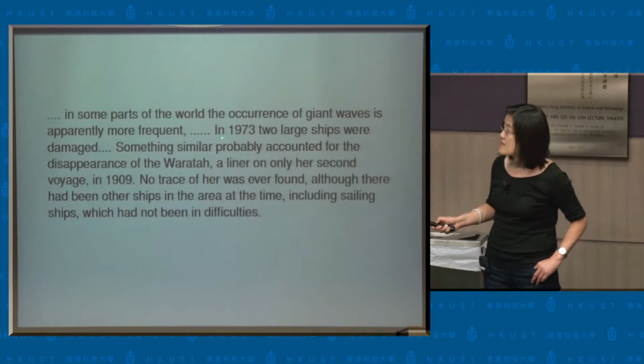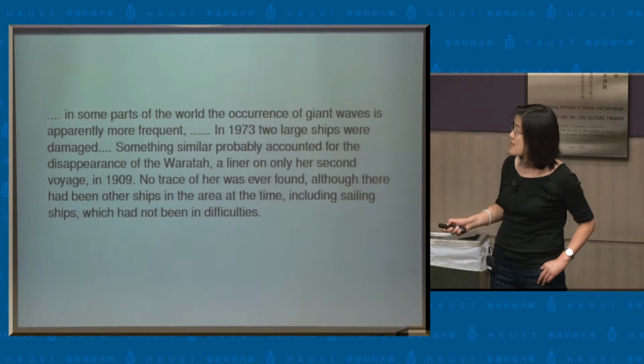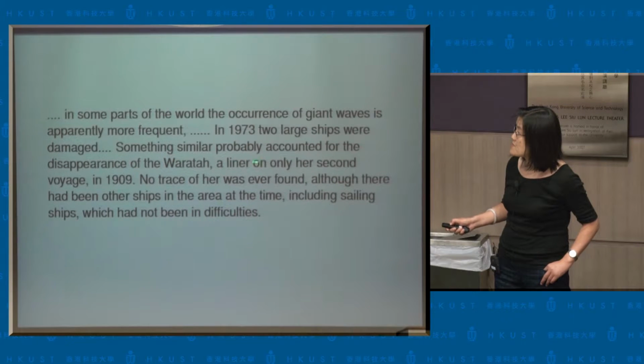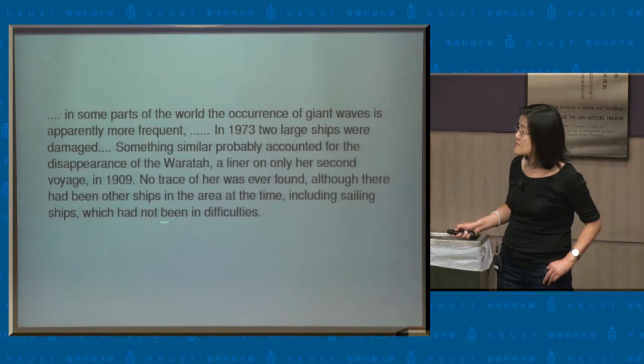Okay, so they say that in some parts of the world, the occurrence of giant waves appears more frequent. In 1973, 2 large ships were damaged. And something similar probably accounted for the disappearance of this ship, okay? A liner, in 1909. And no trace of her was ever found, although there had been other ships in the area at the time, including sailing ships which had not been in difficulties.